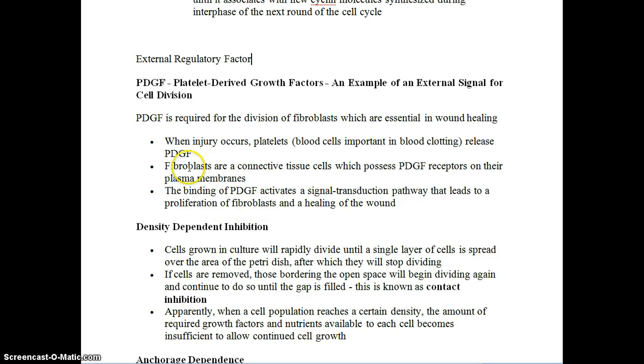Fibroblasts are connective tissue cells which possess PDGF receptors on their plasma membranes. So when this PDGF is released, when it binds to these special cells, it's going to lead to a massive creation or a kickstart or proliferation of these fibroblasts, and that's what's actually going to help you clot and heal the wound. So that's an external thing.